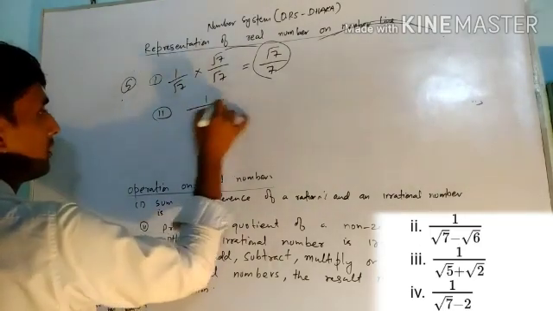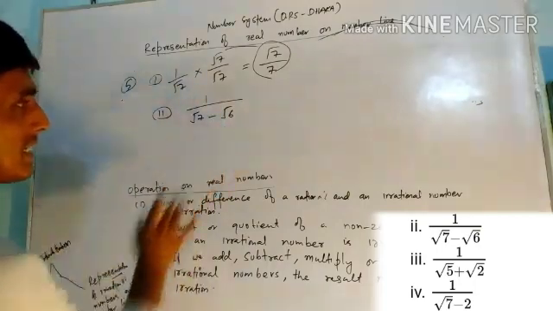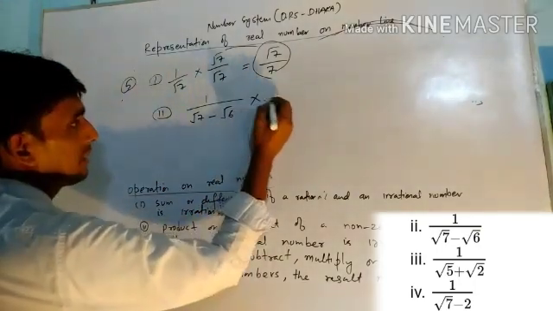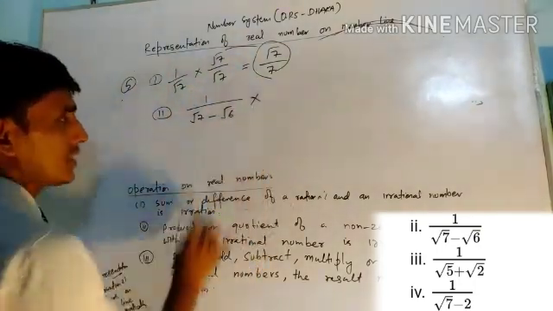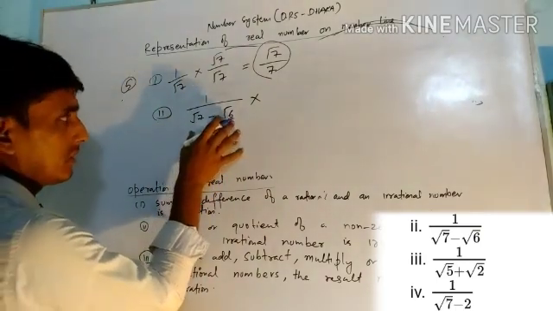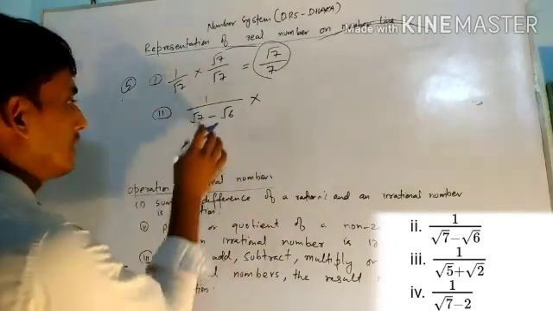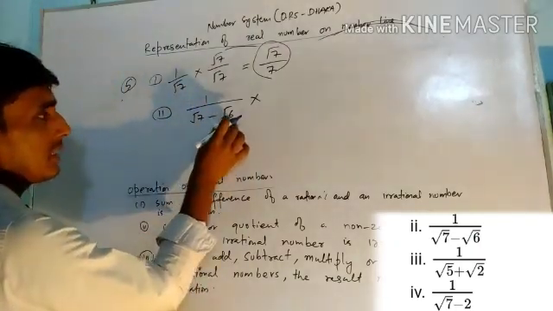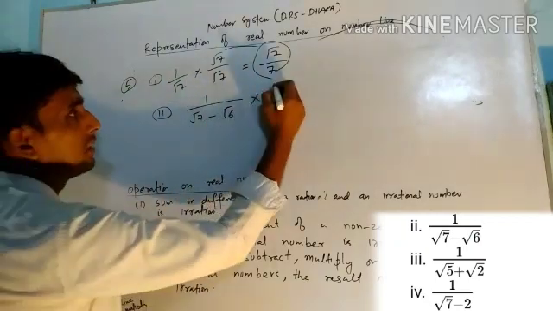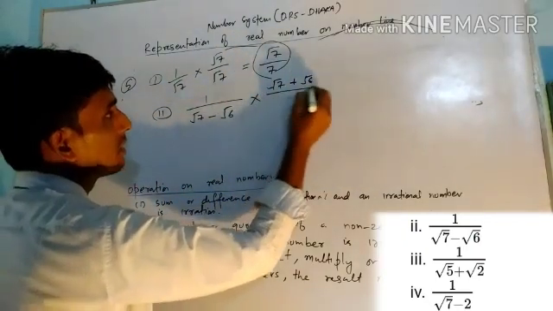1 by root 7 minus root 6. To rationalize this type of number, we multiply it with such a number so that it can become a number with no square root. So this is root 7 minus root 6. So we will multiply with root 7 plus root 6.